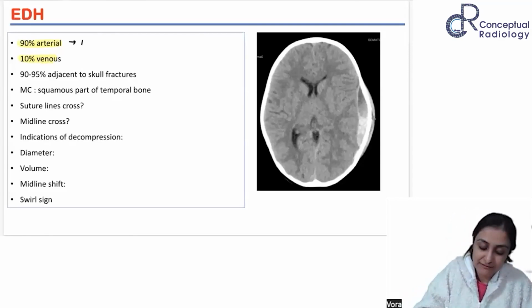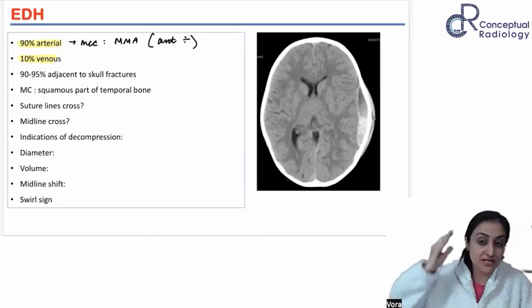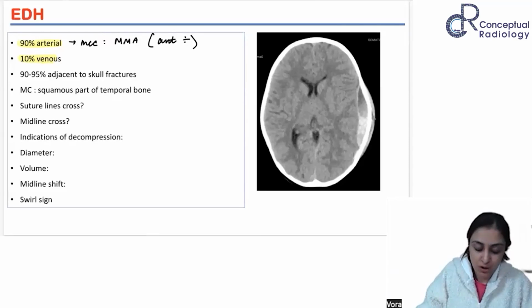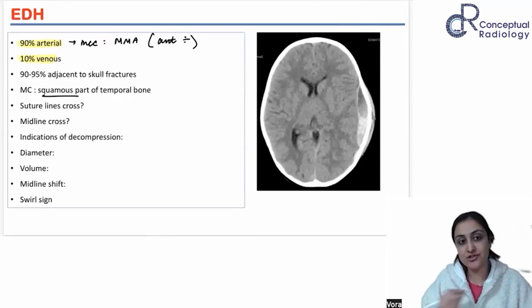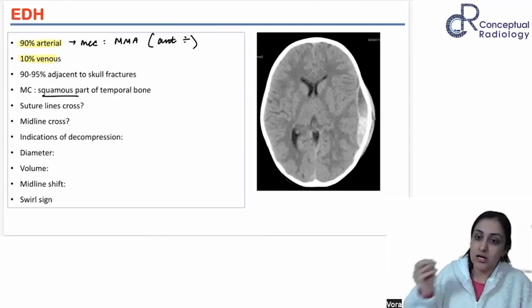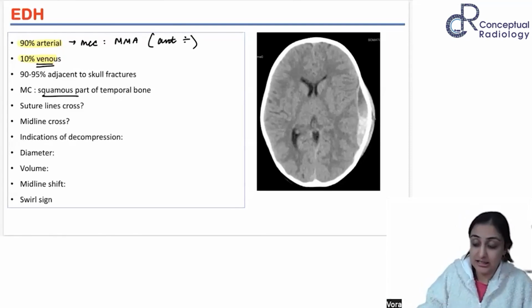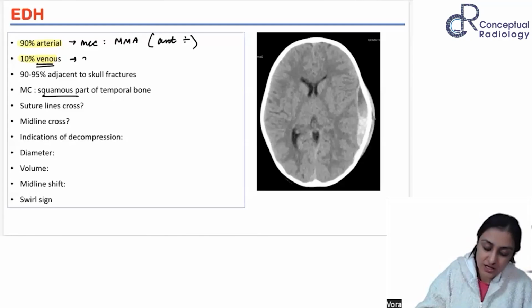So arterial, what you know is correct. Most common cause is the middle meningeal artery, the anterior division which runs near the pterion, and that's why pterional injuries and squamous temporal bone fractures usually result in vascular injury resulting in EDH. 10% of these EDHs are venous, and these are lower pressure. So they have a better prognosis than arterial injury, and they result because of a dural venous sinus getting injured.